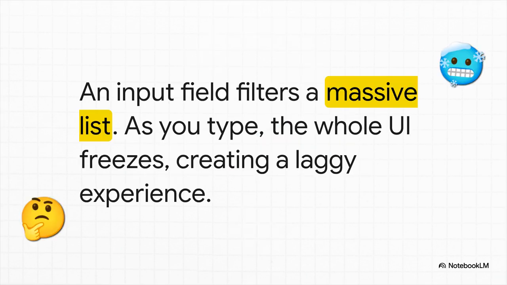And this right here is the perfect example. You've got a simple input field, and it's trying to filter a massive list of items. Now, with like a dozen items, no problem. But scale that up to thousands or even tens of thousands, and that simple little feature suddenly becomes a huge performance bottleneck. It's exactly where lag loves to hide.